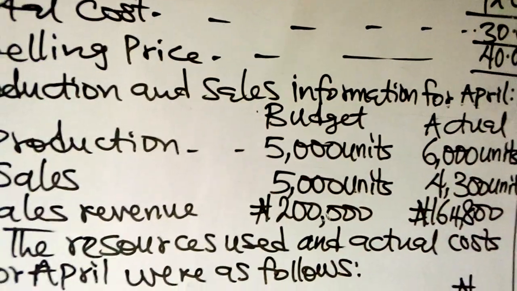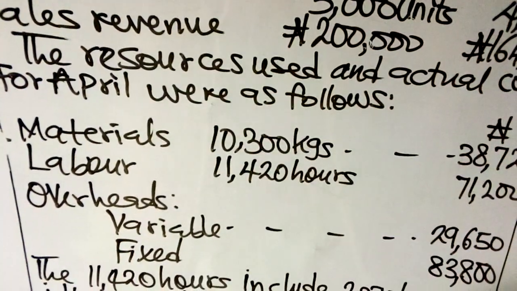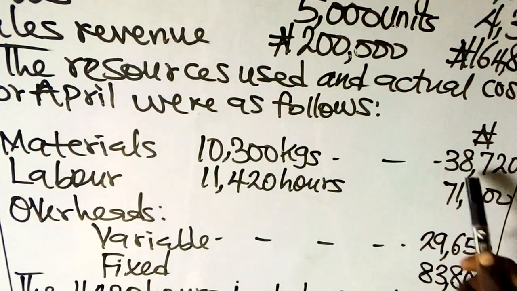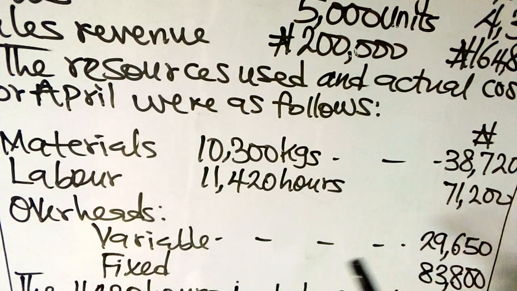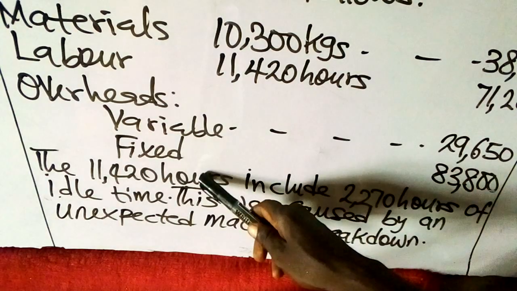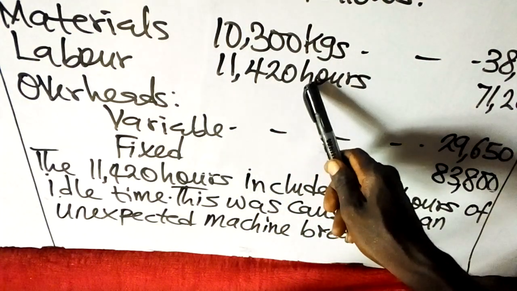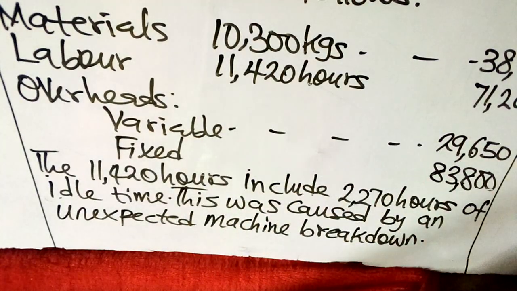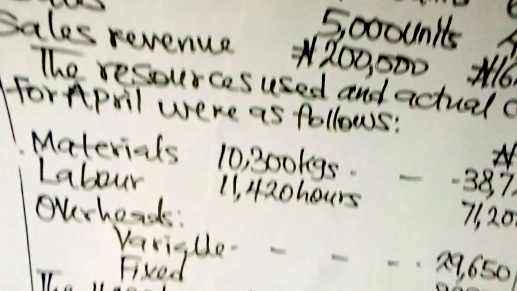The resources used and actual cost for April were as follows. You have the material, 10,300 kgs at a cost of 38,720. Then labor, 11,420 hours at a cost of 71,200. Then overheads, you have variable 29,650 and fixed 83,800. Then you were told the 11,420 hours given above include 2,270 hours of idle time. The idle time was caused by unexpected machine breakdown.